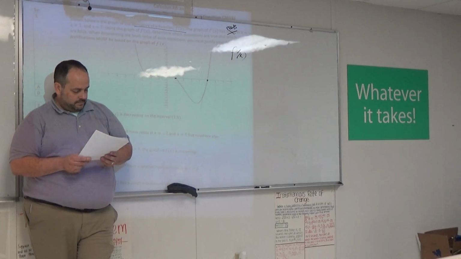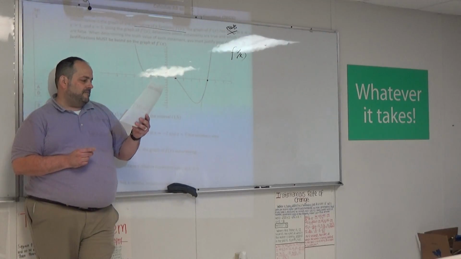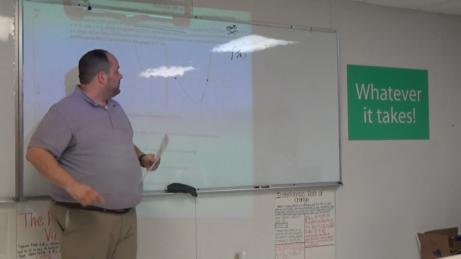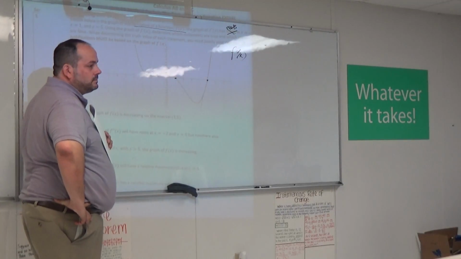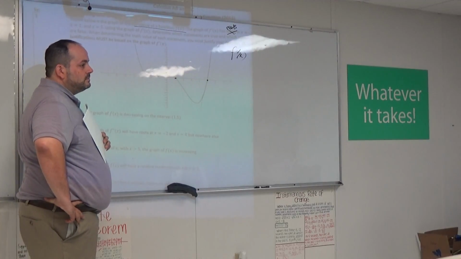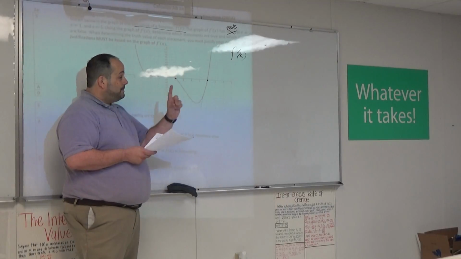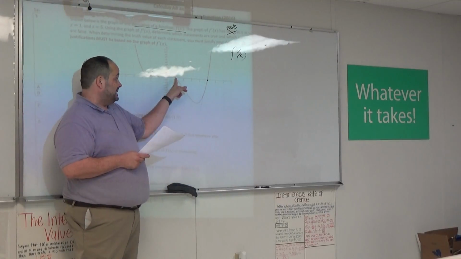Next one I like. Myra. Number 5, the graph of f has a relative maximum at x equals 1. True. Tell me why. F prime of x is changing sign. But be specific, not just changing signs.